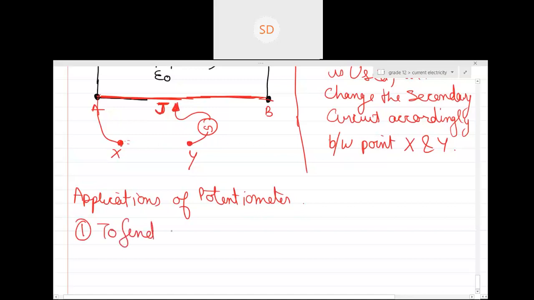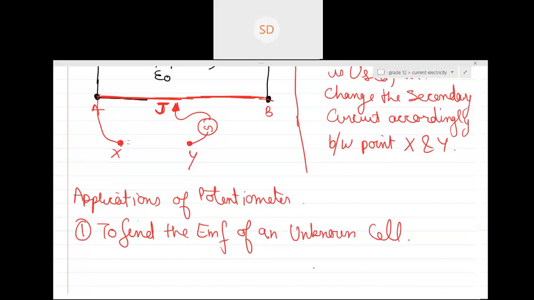to find the EMF of an unknown cell. Okay? To find the EMF of an unknown cell. Please remember this thing, guys. This wire RAB should be having certain resistance. If it won't have resistance, then this circuit will not work. It is not your normal connecting wires.